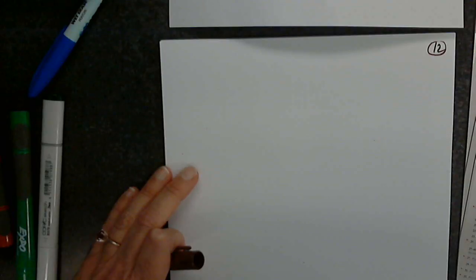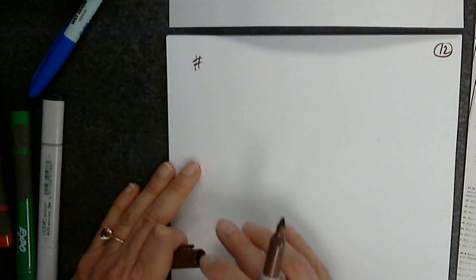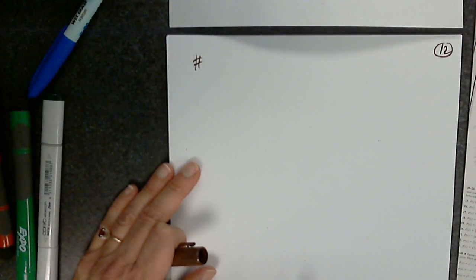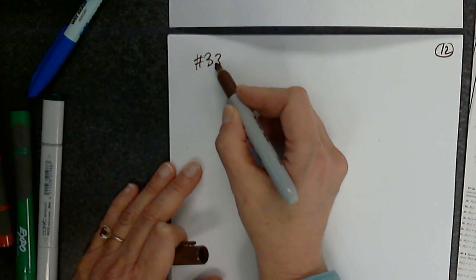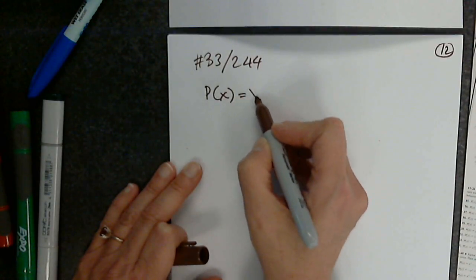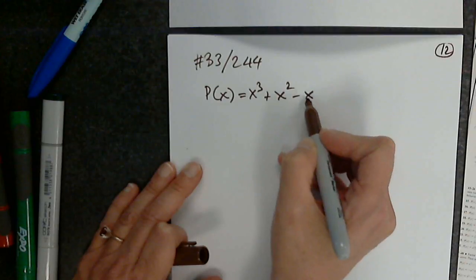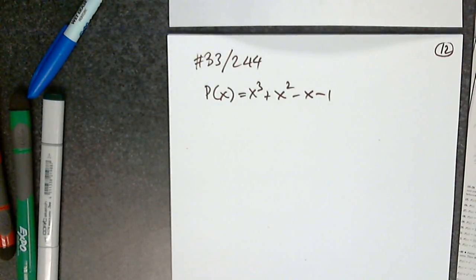So 36. It's not cubic. Oh, it's not cubic. I need a cubic first. Which one? 33 is cubic, yes. So 33 on page 244, and we have p of x equals x cubed plus x squared minus x minus 1. I think I can remove this now. Yes, I can. Okay, perfect.